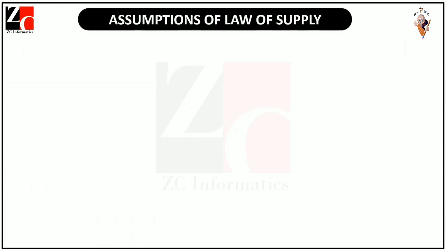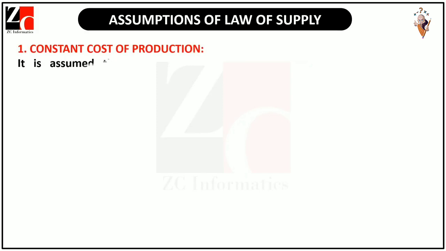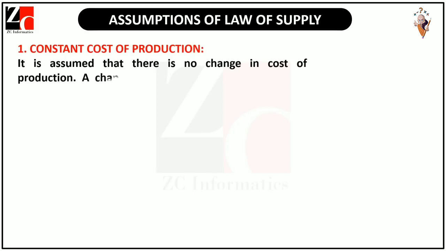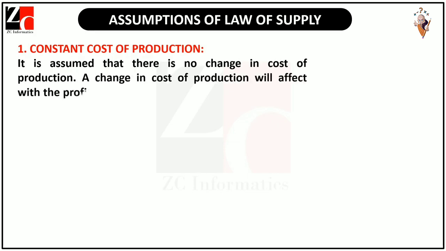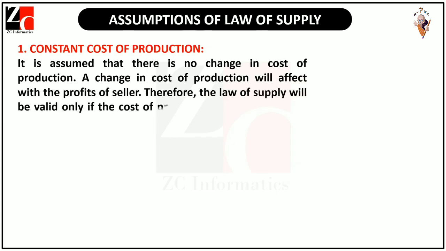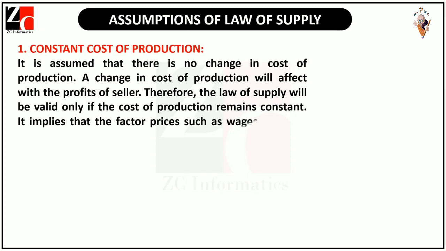Assumptions of law of supply. Point number 1. Constant cost of production. It is assumed that there is no change in cost of production. A change in cost of production will affect the profits of the seller. Therefore, the law of supply will be valid only if the cost of production remains constant. It implies that the factor prices such as wages, interest, rent, etc. are also unchanged.